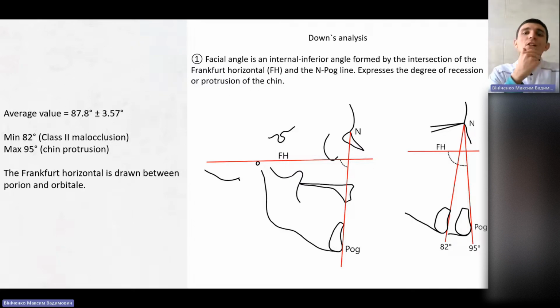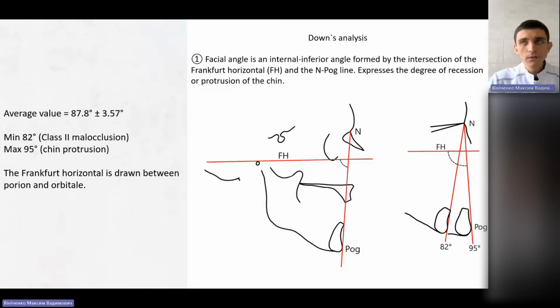The internal angle expresses the degree of recession or protrusion of the chin. So if we need to determine whether the chin of our patient is protruded or has a recession, we can make this analysis, the facial angle. The average value of this angle is 87.8 plus or minus 3.57.